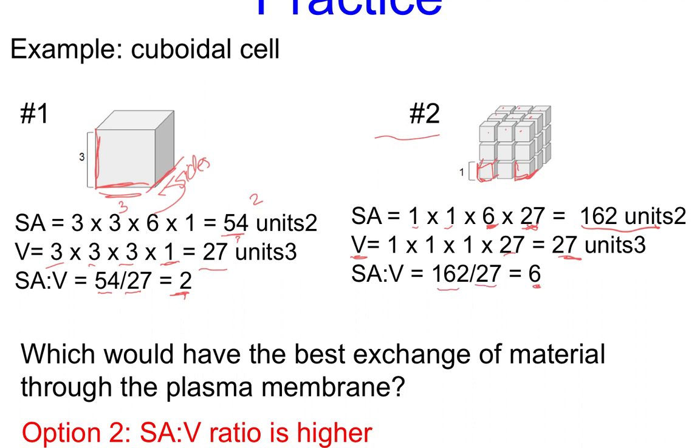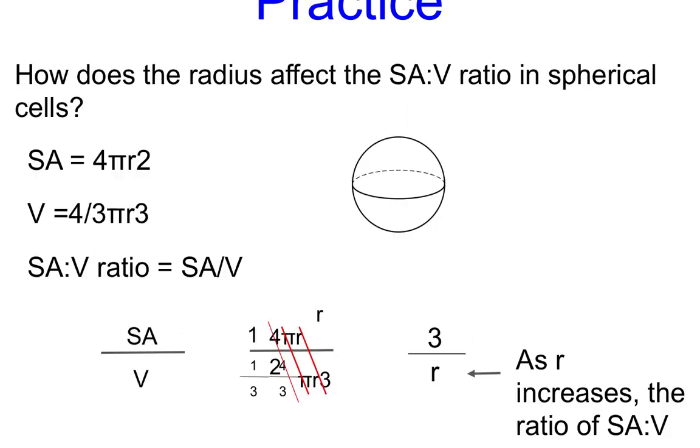So when you're looking at these two, which would have the best exchange of material through the plasma membrane? What we want is option number 2, because it has a higher surface area to volume ratio. So we're looking for the larger number when we are comparing cells.